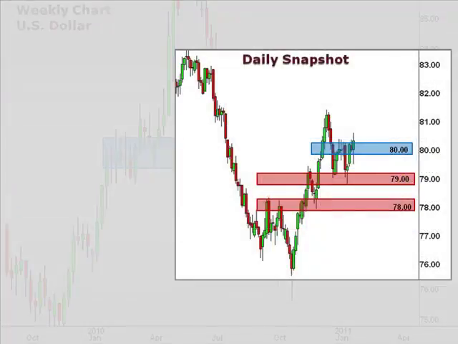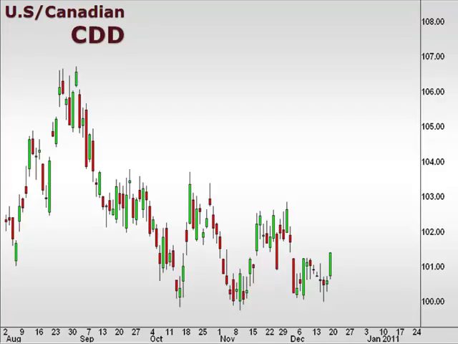If we take a look at the daily chart here, we can see that there has been a couple of days worth of consolidation above that 80 level, suggesting the possibility of a continuation higher over the next several weeks.